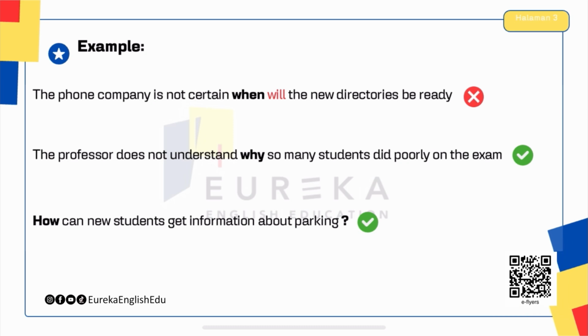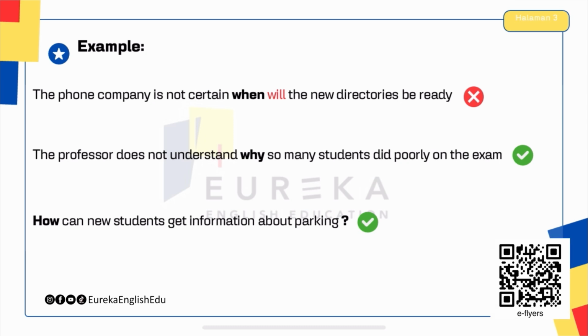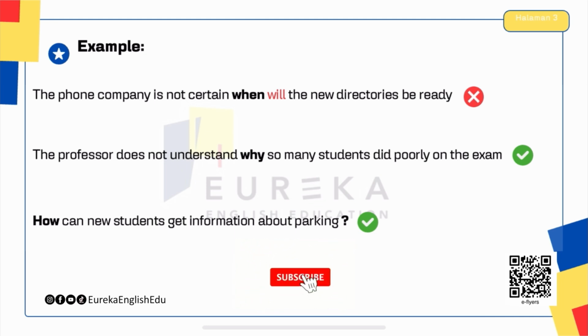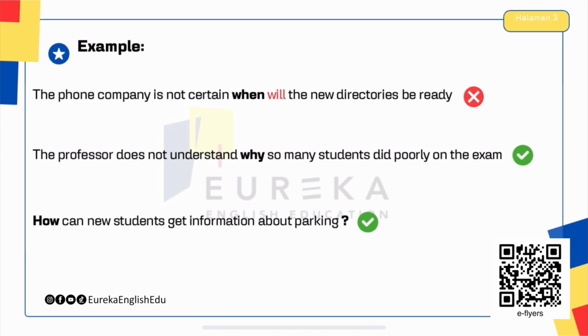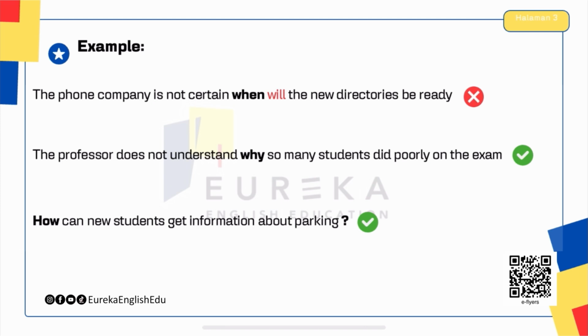So here is the first example. The company is not certain when will the new directories be ready. This sentence is incorrect because, as we can see, when in this sentence is located in the middle of the sentence, so it means the function of this question word here is not to ask a question but to introduce a question. And also the sentence is not followed by any question mark.